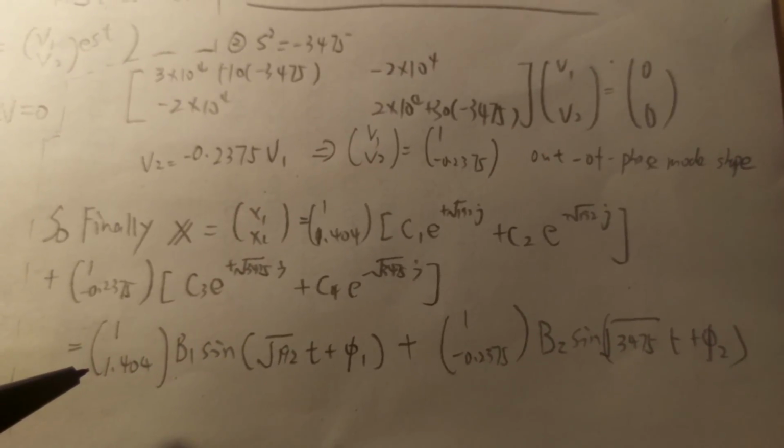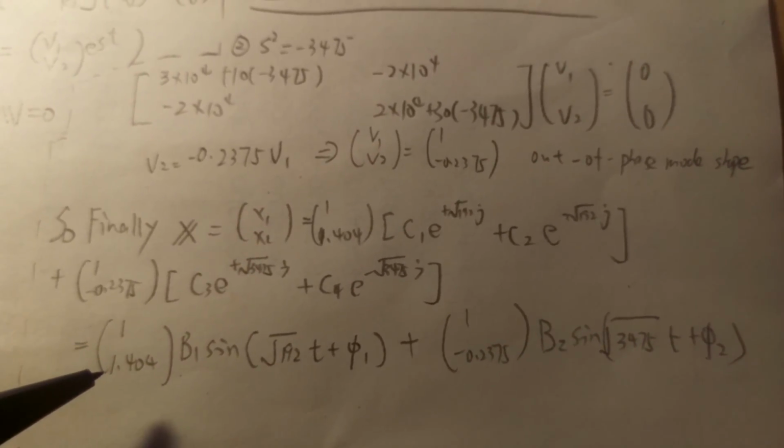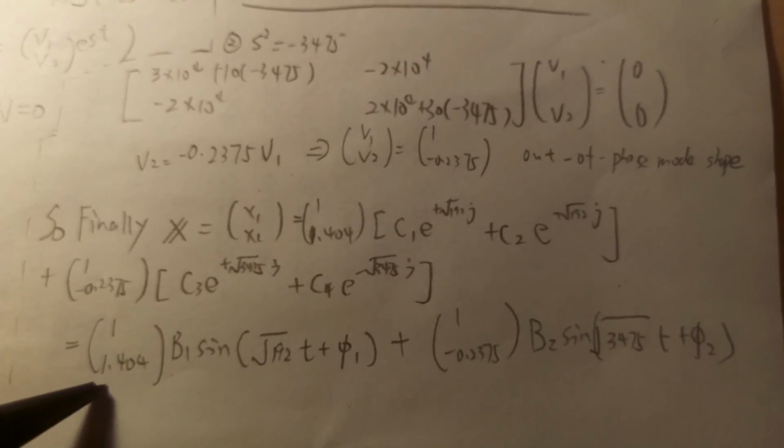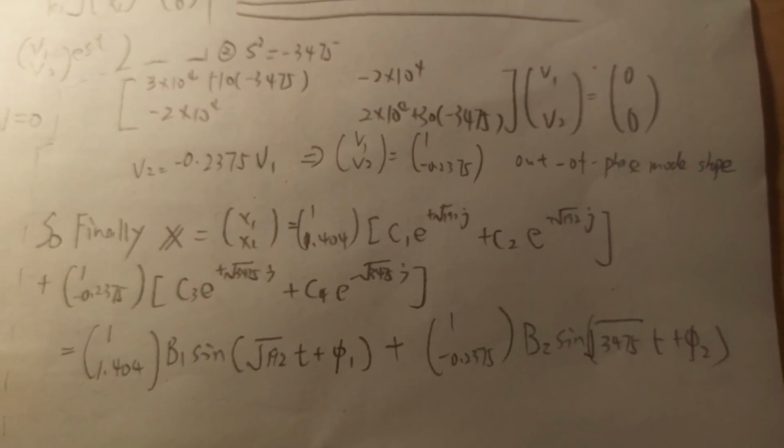Then using Euler's identity to simplify this, we can get all this equation shown here. That's the answer for this problem.